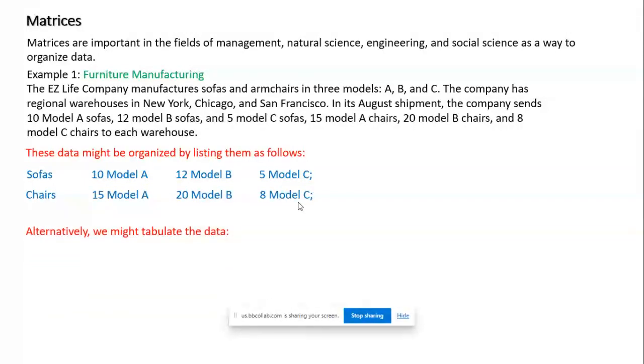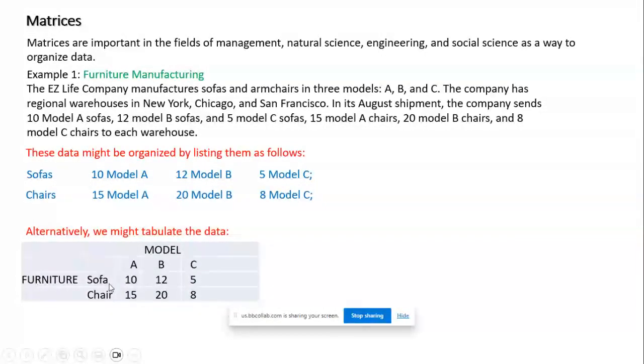Alternatively, we might tabulate the data. What we can do is create something like this. This is our table, which is called tabulated data. We can create a table where we have our furniture, the sofas and chairs, and then these are the models, A, B, and C, and these are their quantities. If you see here, I can take this table that I just created and create a matrix from it.